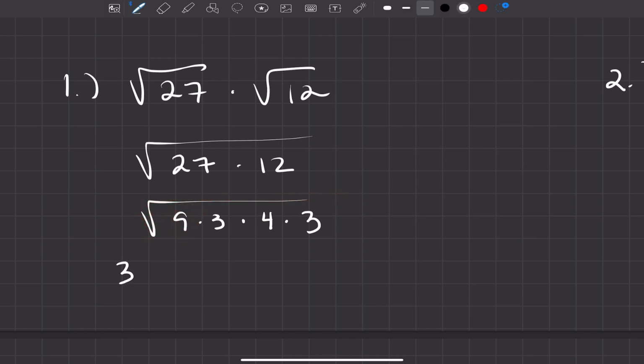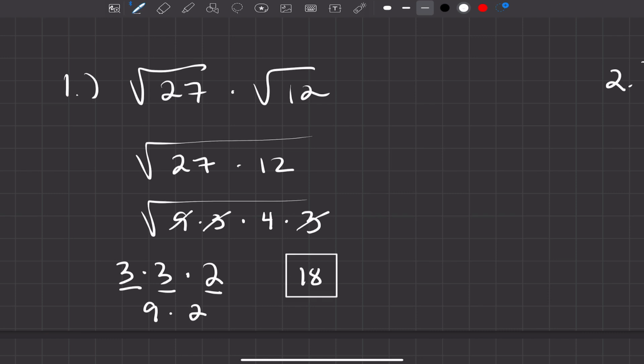Okay, so the square root of 9 is 3. It's going to go outside of the radical. Notice that I have 3 times 3, which is the square root of 9. Square root of 9 is also 3, so that's going to go outside. I don't need these two numbers anymore. I'm left with the square root of 4, which is just 2. So 3 times 3 times 2. 3 times 3 is 9. 9 times 2 is 18. So 18 is the answer for number 1.